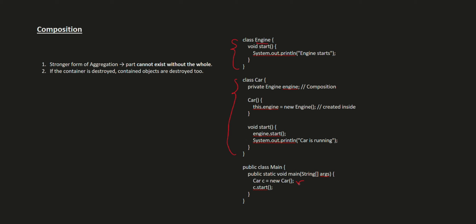So when you destroy the car, even the engine gets destroyed. So the engine cannot exist without the car. So this is composition. If the container is destroyed, contained objects are destroyed. The container is car and the contained object is engine. When car is destroyed, automatically engine is getting destroyed. This is composition. I think we have learnt all the necessary core concepts of LLD.